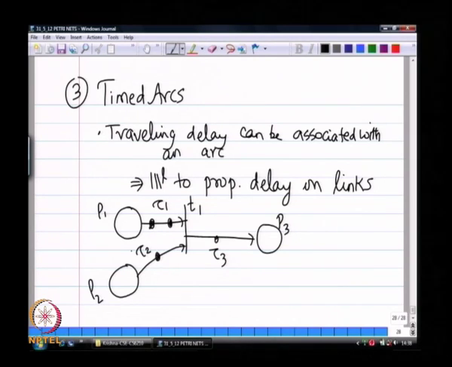This could be useful for some cases. It will make sense if you are looking at systems like pipelining, for example, or assembly, where it takes some time to move a part from one part of the factory to another, and that is a non-trivial time. It could take 5 minutes or 2 minutes to ship, and that also has to be considered in the total delay of the system. It is not just the processing time, this travelling delivery time is also crucial. So that is timed arcs.